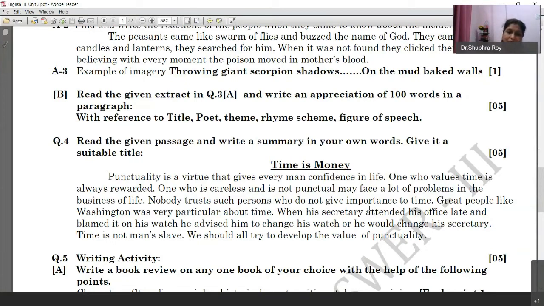Time is not man's slave. We should all develop the value of punctuality. So this is how you are going to write the summary.